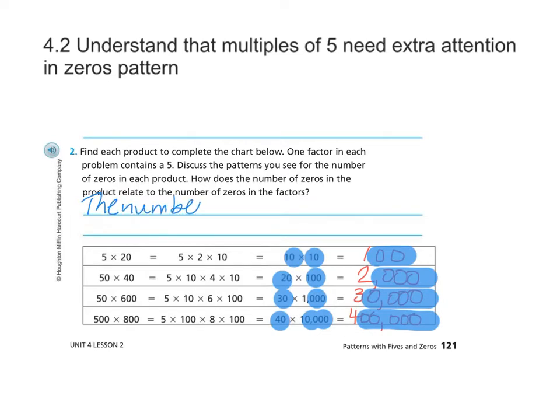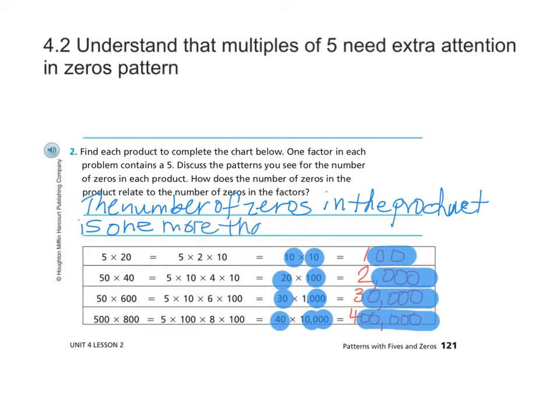So maybe what you're starting to see here is that the number of zeros in the product, remember, that's the answer to the multiplication problem, my handwriting is really bad right now, sorry guys, is 1 more than the number of zeros in product.